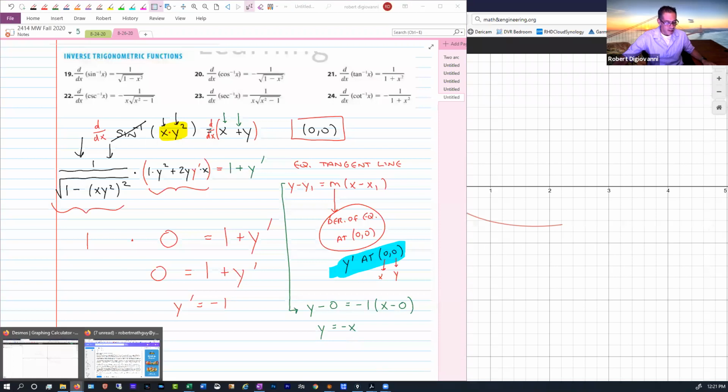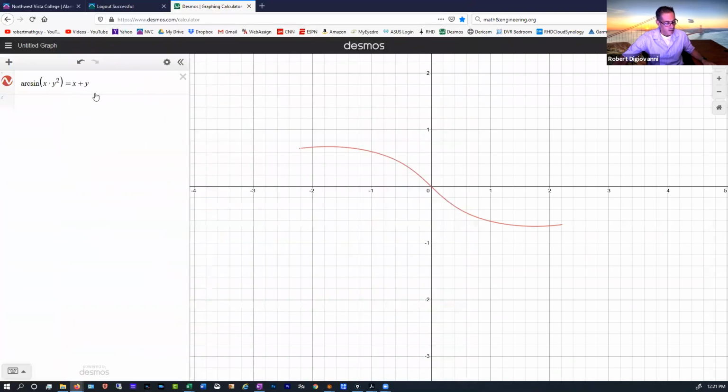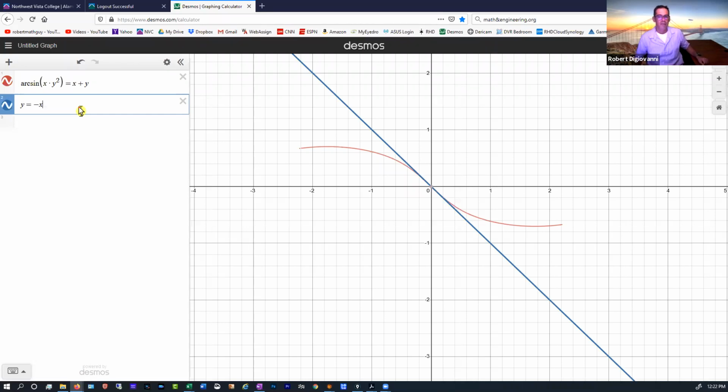So if I go back to Desmos and I say, okay, Desmos, go ahead and graph me y equals negative x. There it is. It looks like we got it right, yes? We found the equation of the line that is tangent to that curve at that point.